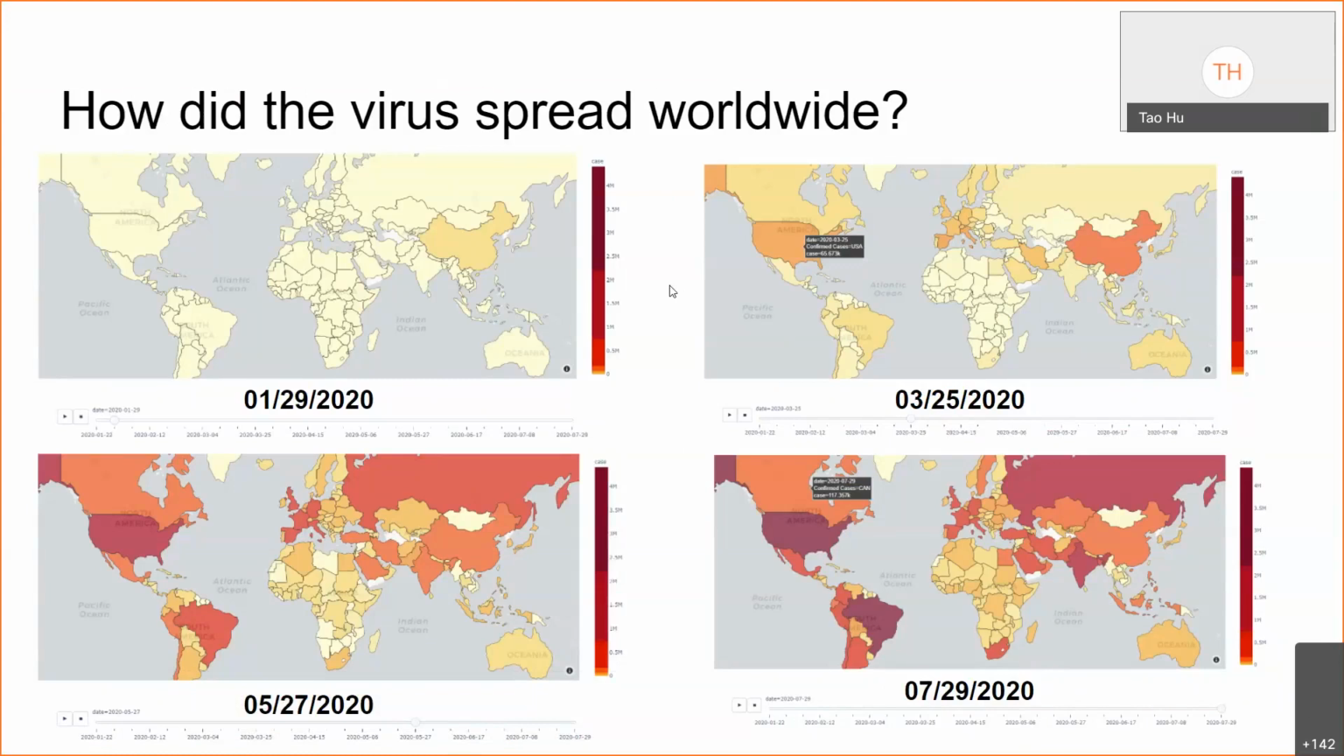From the map, we can see that in January, China is the hotspot of the COVID-19 pandemic. In March, the disease had transmitted to lots of countries. In May, the US is the hotspot with the most cases. But by the end of July, not only the United States, but also Brazil, Russia, and India have become pandemic centers.